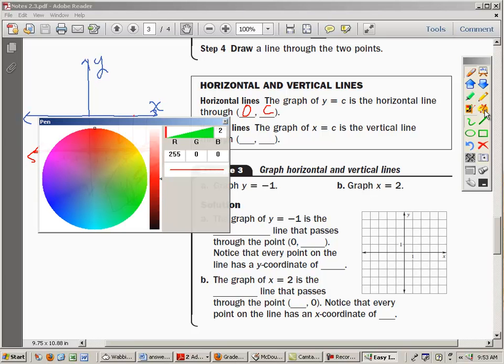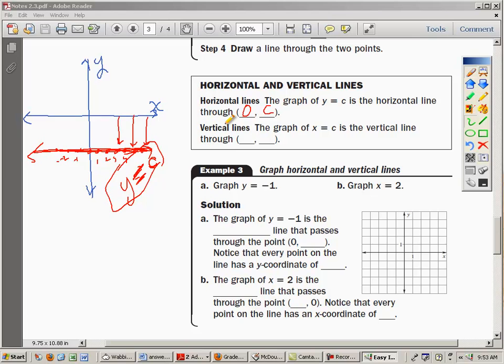I'll change my pen color again. Let's go to something green here. And let's draw a vertical line. Here's a vertical line. Well, maybe. There. Well, again, having a little difficulty with my pen today. Sorry about that. So here's some vertical line.